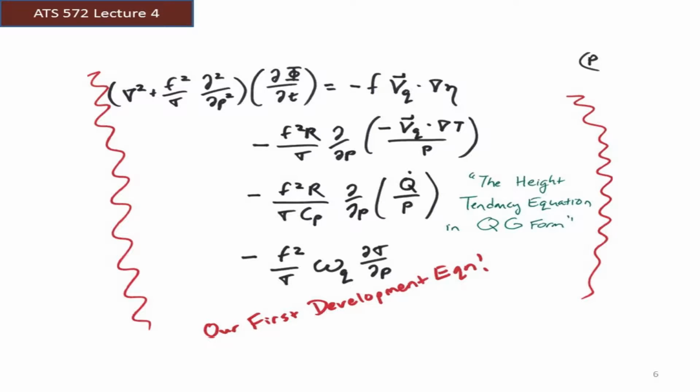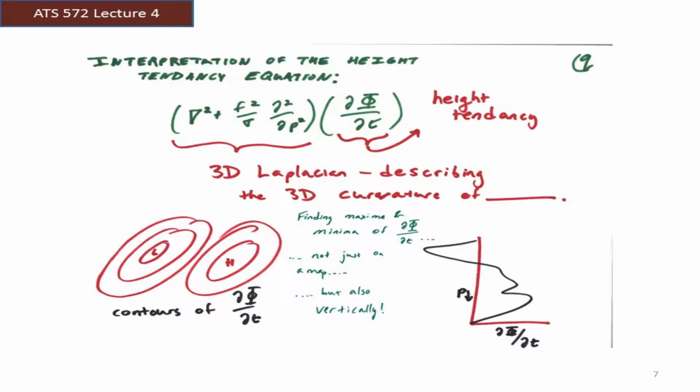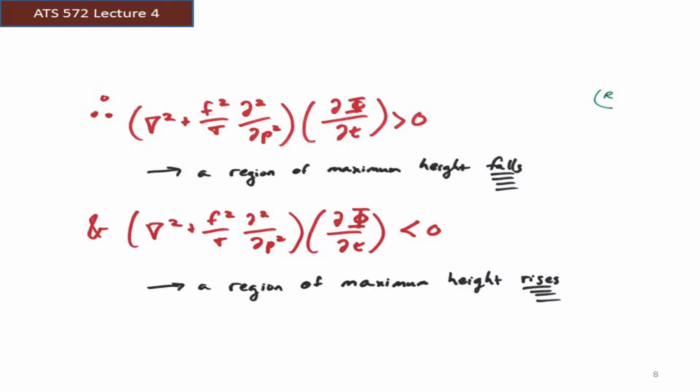And we went through and actually talked about all these terms. For example, on the left-hand side of the equation, you can see the height tendency there, the change in geopotential with respect to time, and it's actually the 3D Laplacian of that. So this is actually looking for the maxima and minima of height changes. Anytime this term is greater than 0, we're looking at a region that is a maximum of height falls, whereas if that term was negative, we're at a region that is a maximum of height rises.